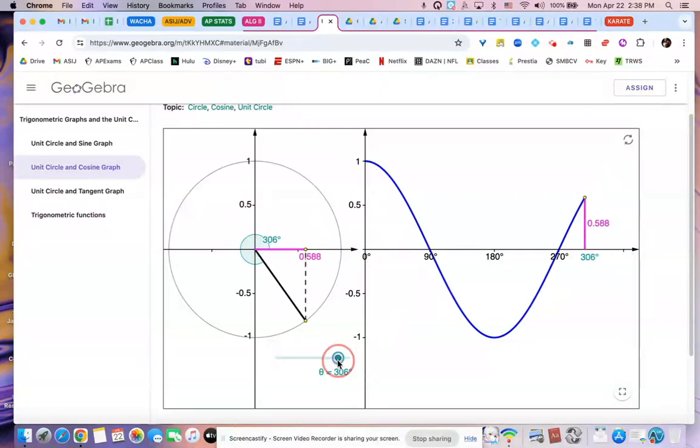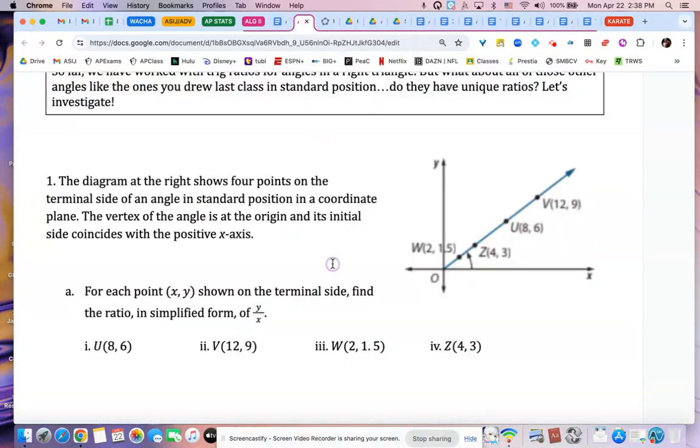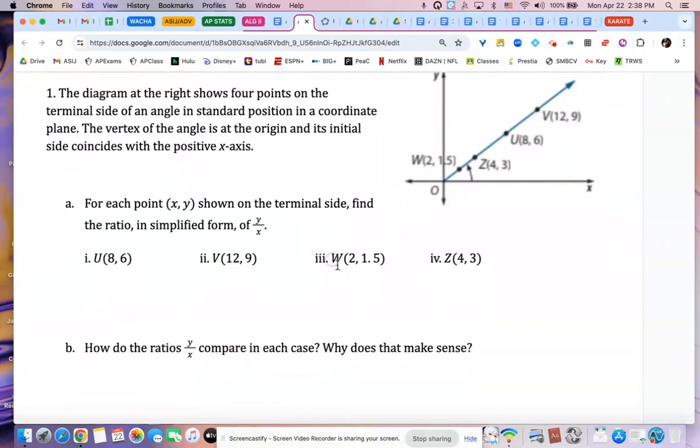So the two sides, let me go way back. The two sides of the triangle that we're looking at: the height is the sine ratio, and the width or the base of this is the cosine ratio. Okay? So keep that in mind as we go through the activity. That might help you see where we're trying to go with all this and maybe help you put it all together. But we'll start basic, okay?